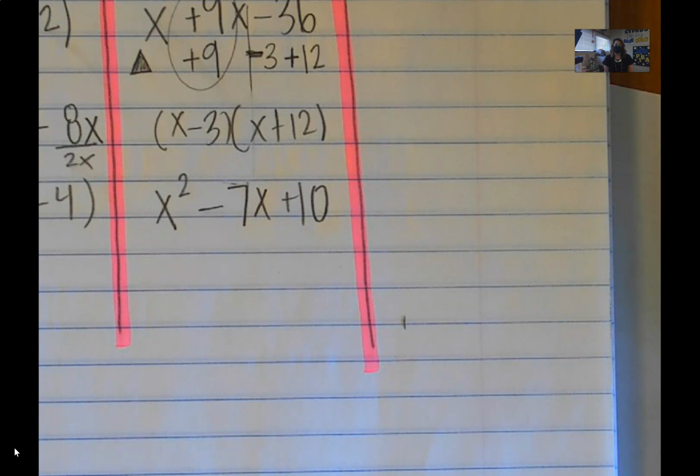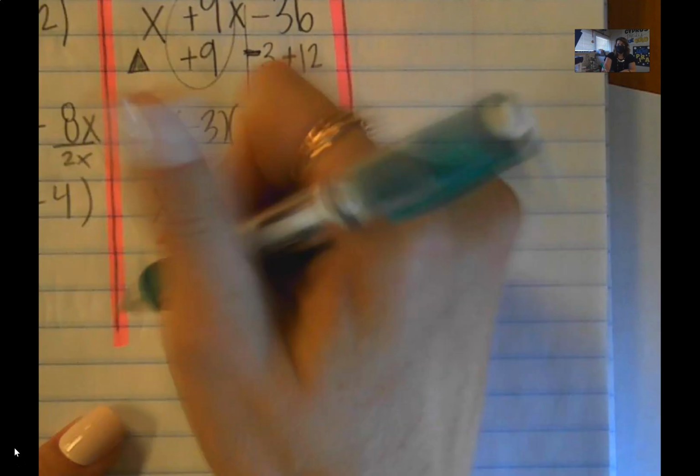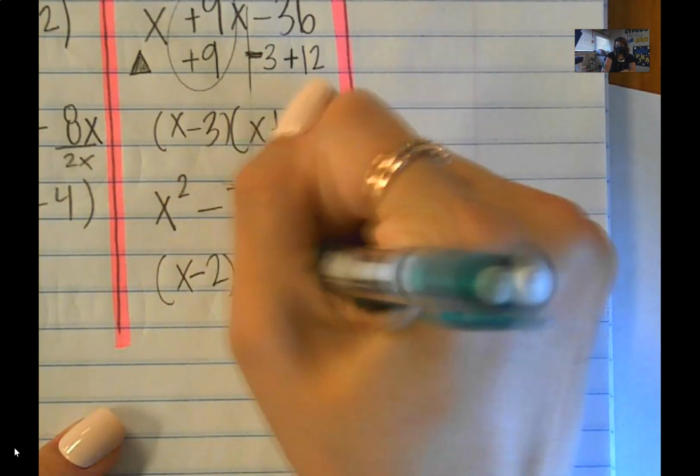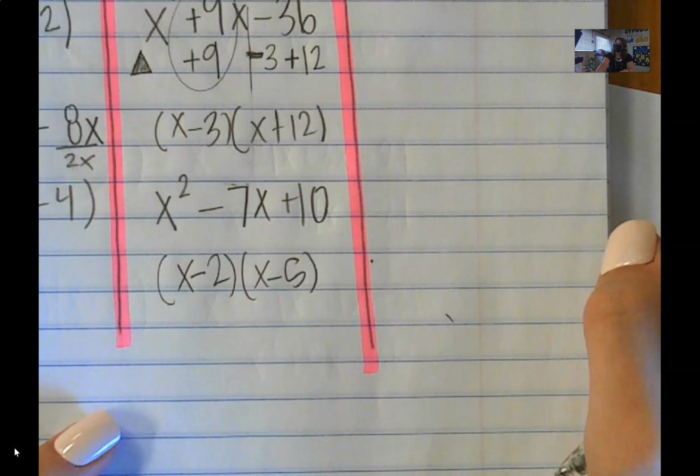Got about 30. 20. 10. 3. 2. Okay, let's see. Great. -2, -5. -2, -5.